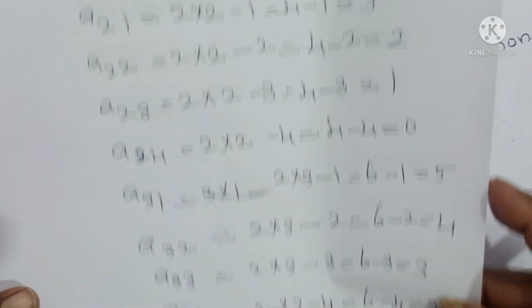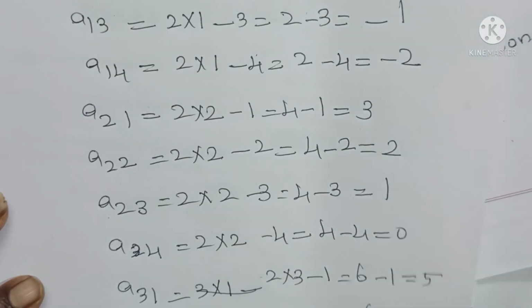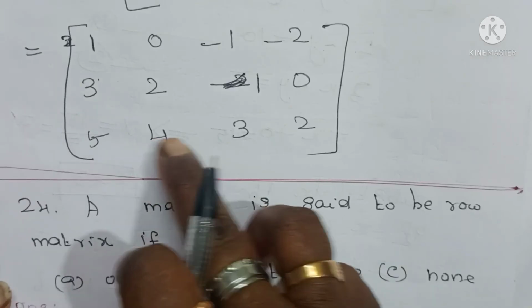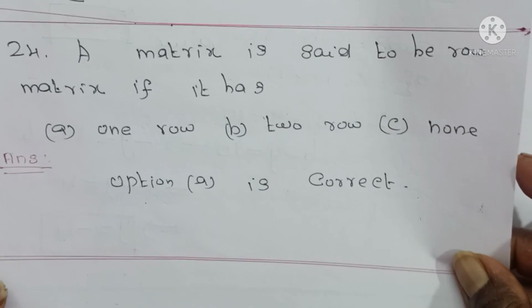So we found all the terms, then substitute them into the matrix, that's it. So this is the answer. Next, move on to the 24th question.